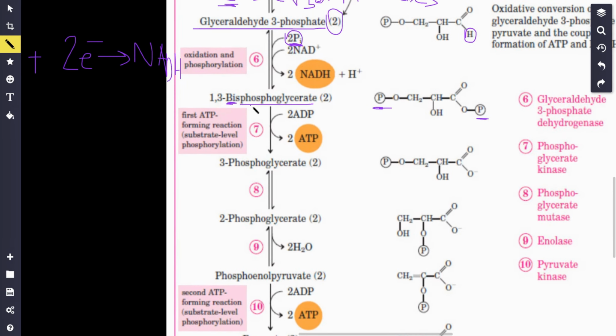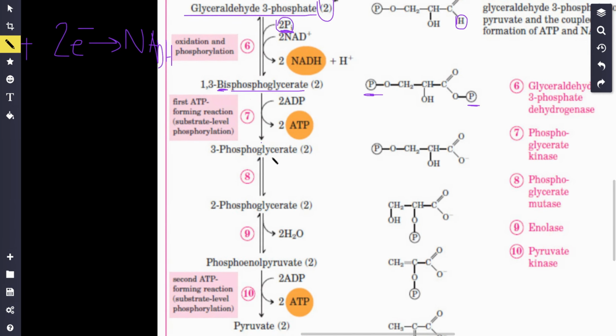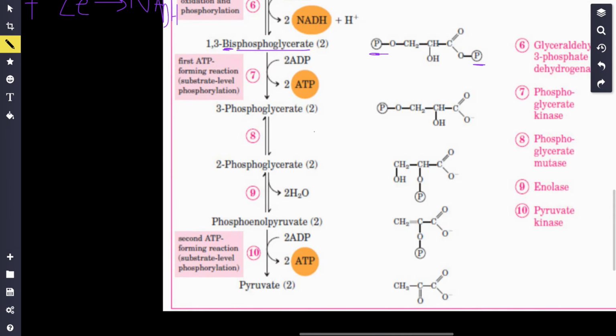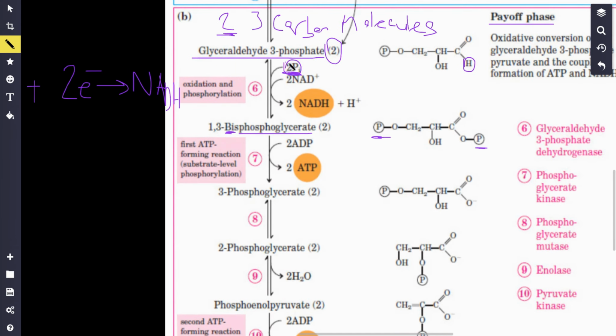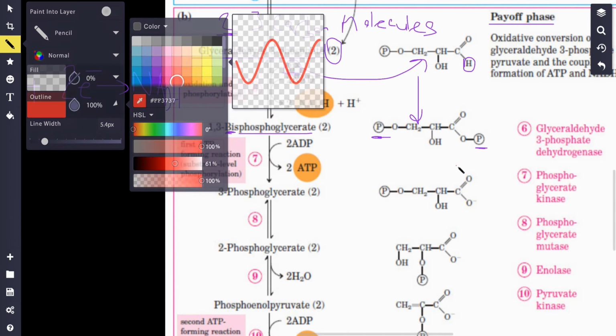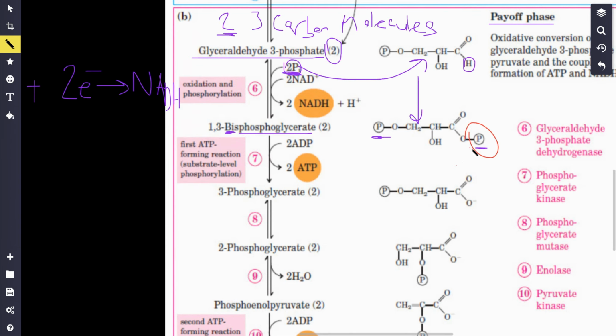Now we're on to step 7. So what's going to happen? We added this phosphate, right? From step 6, we added this phosphate to our molecule so that we formed this. Now what's going to happen is this phosphate group is going to sort of break down. Now we're going to start creating some ATP.